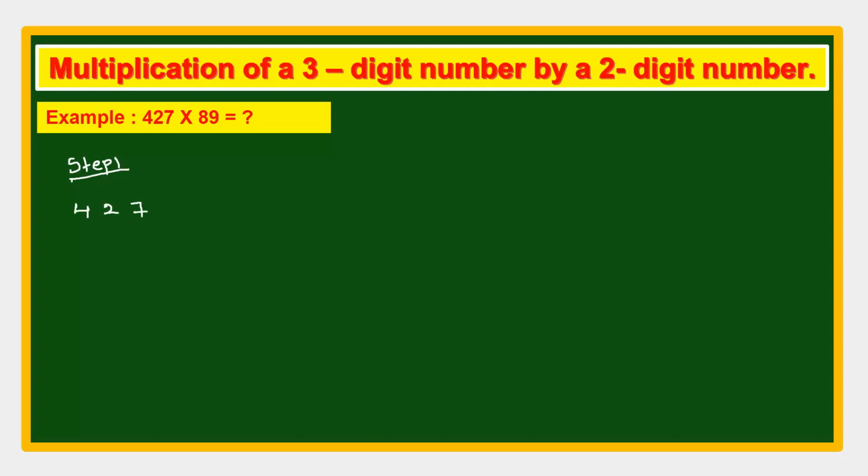427, 89. Now multiply the unit digit of the multiplicand and the unit digit of the multiplier. It means these two we have to multiply. So 9 into 7, 63. So write 3 here, 6 here. Next step 2.